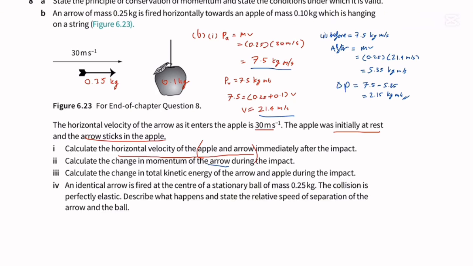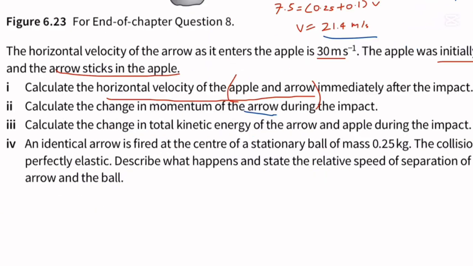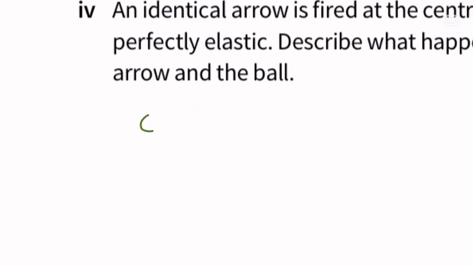kinetic energy. Okay, so the kinetic energy of the apple before the collision is 0 because it's not moving. So we only calculate the arrow's kinetic energy. So yeah, let's do that. Let's write it right here.